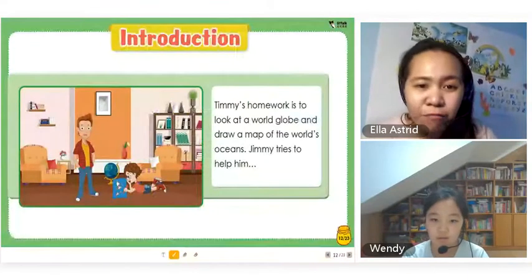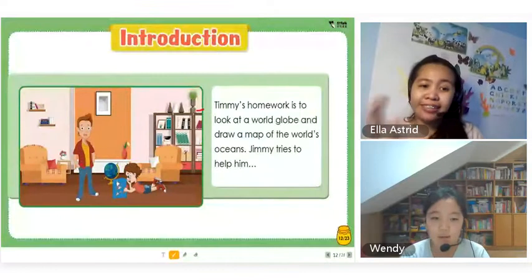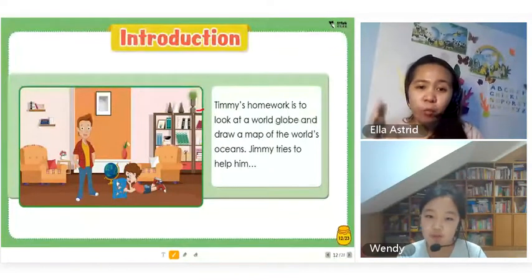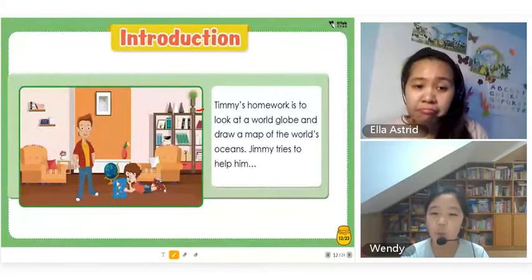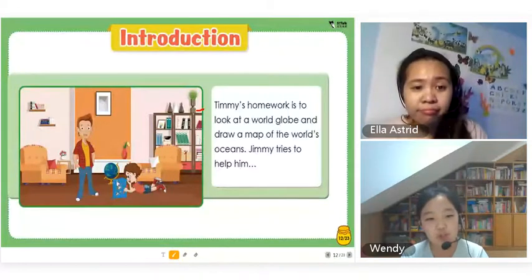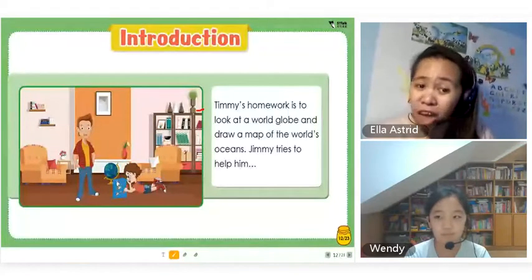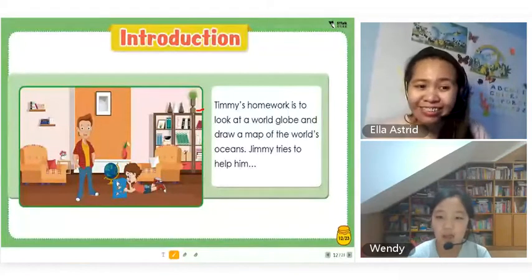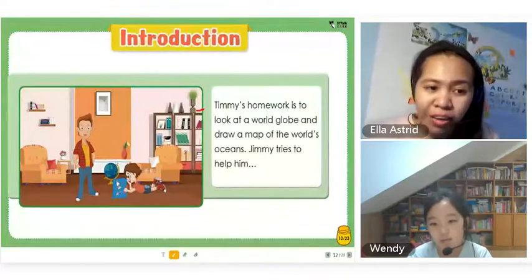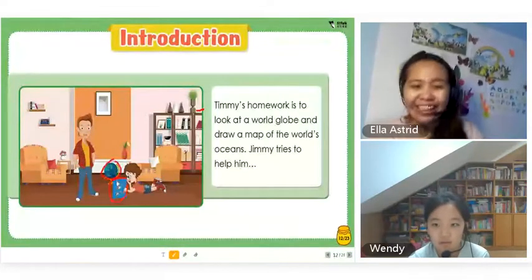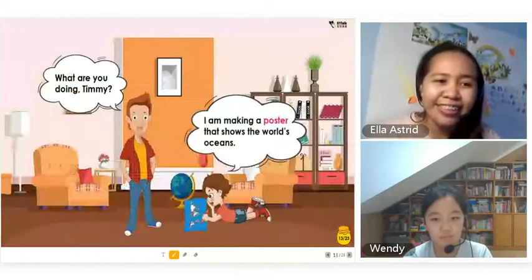Let's read it. Let's predict what will happen. Okay. Let's read it. Timmy's homework is to look at a world globe and draw a map of the world's oceans. Kimmy tries to help him. Okay, what do you think they are talking about? They're talking about the world's oceans. Okay, the world. That's a wonderful answer. Now continue.